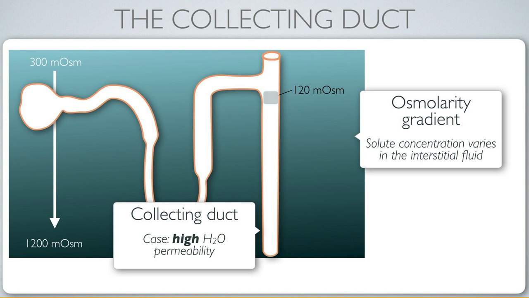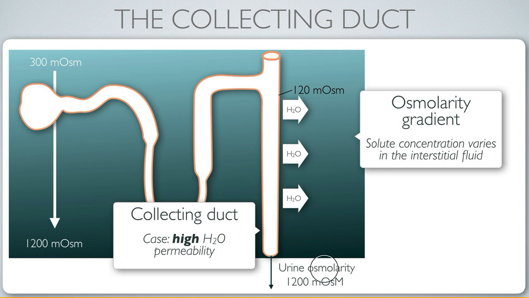Now, because the membrane is permeable to water and we have a higher osmolarity outside in the interstitial fluid, this is a situation where osmosis is going to draw water from that parcel of filtrate. And so we've got water leaving that parcel all along the way. And you could see that it became more concentrated as it passed down the collecting duct.